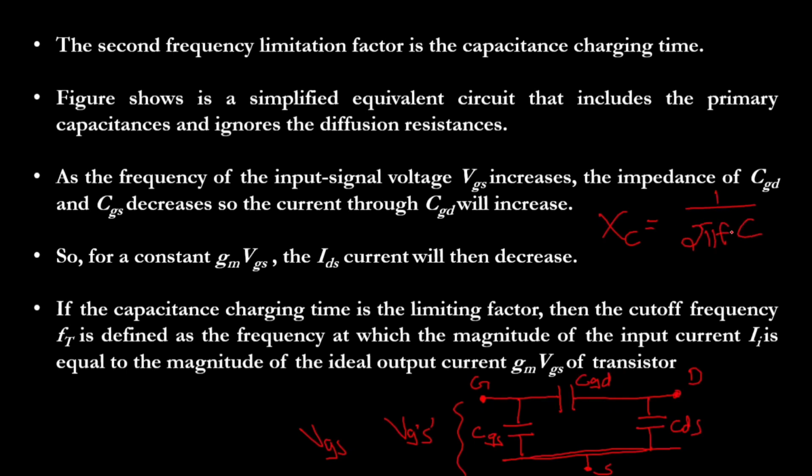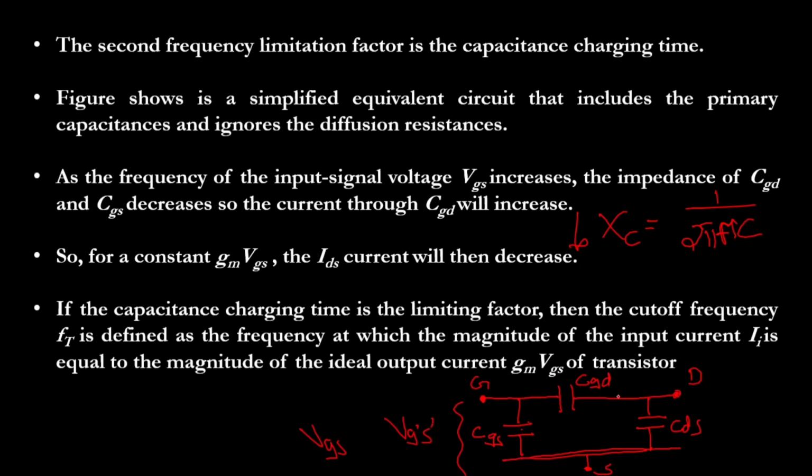So the frequency is increasing, what will happen? The denominator is increasing, so what will happen to the reactance of the capacitor? It's going to reduce. Okay. So on increasing the frequency, the impedance or the reactance of CGD and CGS is going to decrease. So the resistance offered by these two capacitors is going to reduce. It is almost like a short circuit, and whatever current flows through this.